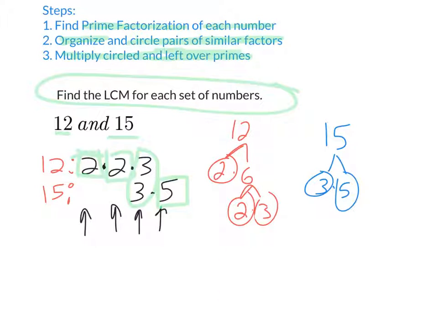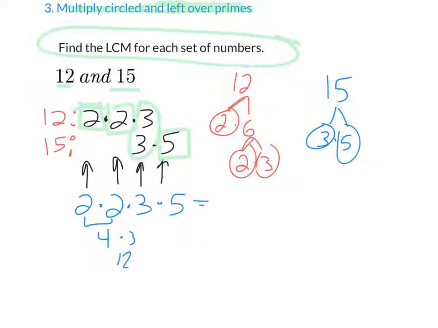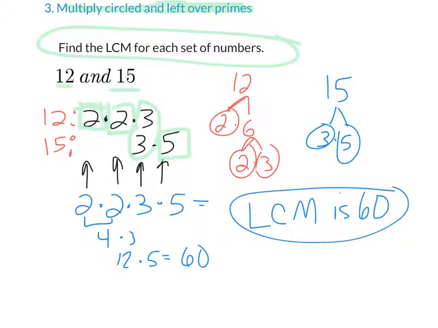So when we do the least common multiple, we're going to write the 2, the other 2, and then only one of the 3s and a 5. And then to find the least common multiple, all we have to do is multiply those together. So 2 times 2 is 4. 4 times 3 is 12. 12 times 5 equals 60. So our LCM is 60. And we are done with this example.